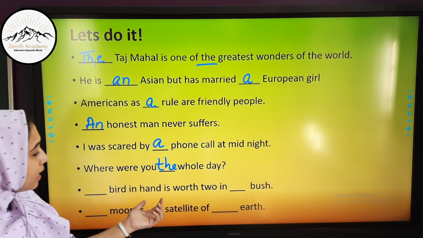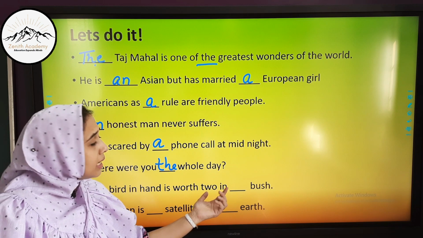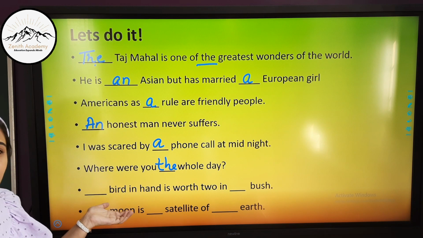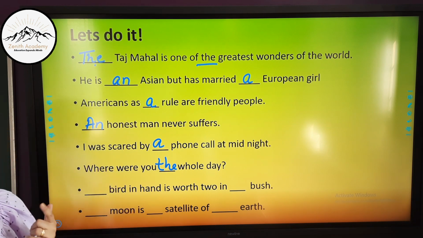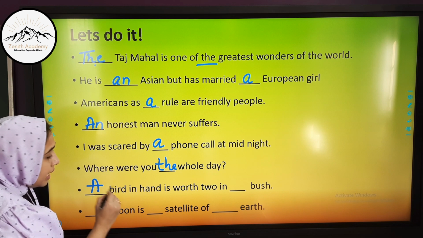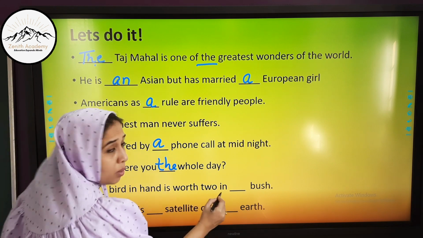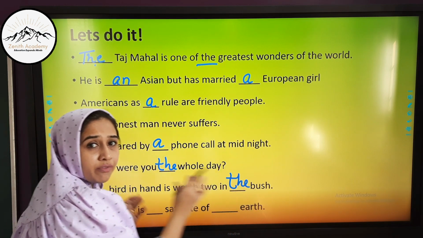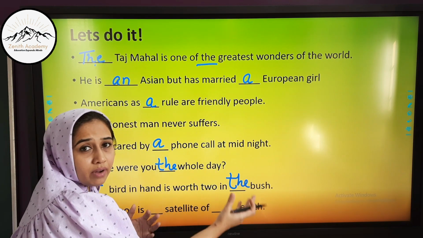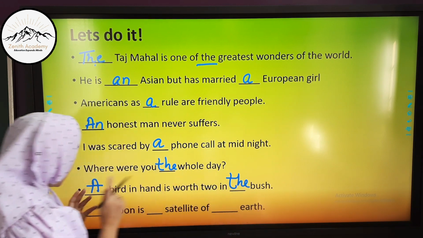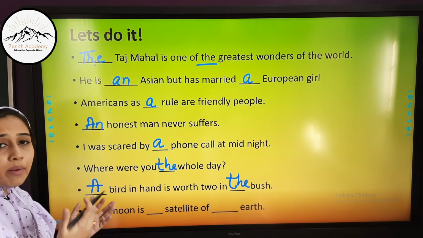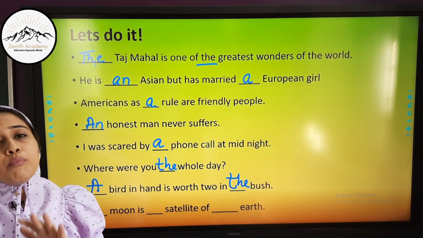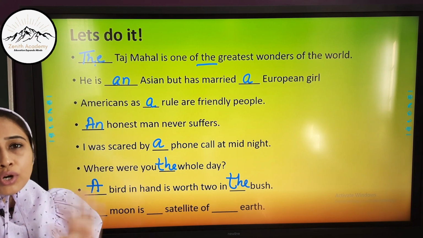Dash bird in hand is worth two in dash bush. This is a proverb. Now, which bird we are talking about? One bird. So it will be a bird in hand is worth two in the bush. The particular bush where the bird might be staying or have a nest, that particular bush, and one bird in our hand. The proverb literally means that when you have something, one thing in your hand, that is worth more than what you can see and which is not yours.